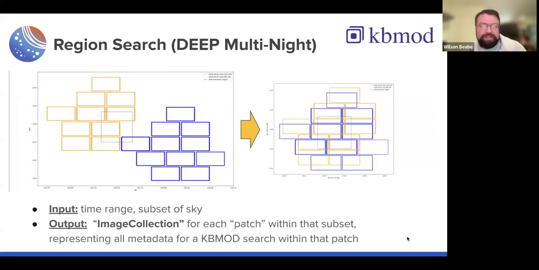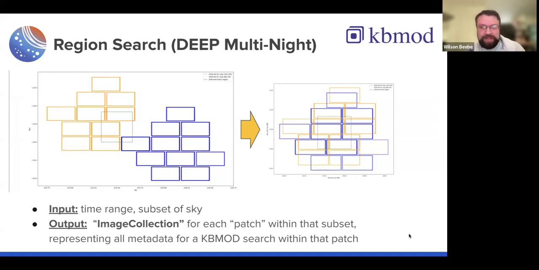So just to iterate, we're mainly considering a given time range of data and a given subset of the sky, equally subdividing that subset into the patch size of interest, and then coming up with these collections of images that will have the maximal overlap that we predict at a given guess distance and have all of the metadata that we would need to perform the KBMOD search within that patch.